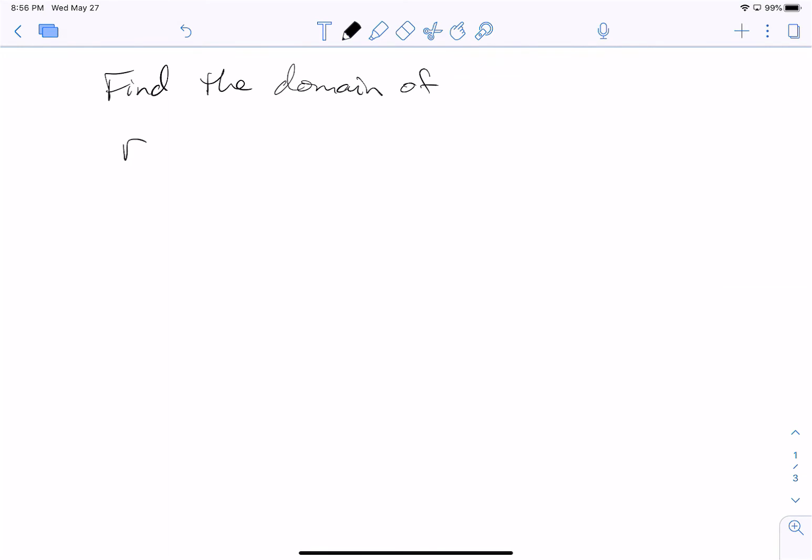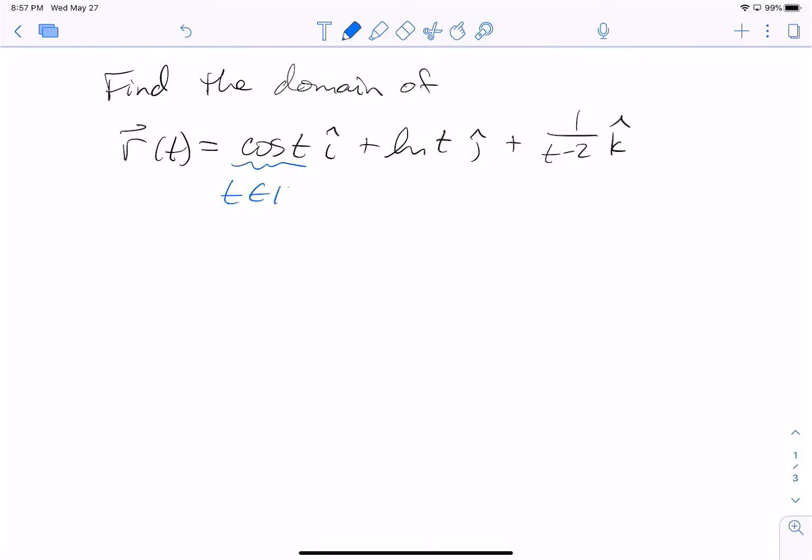And we're going to find the domain of r of t equals cosine of t i plus the natural log of t j plus 1 over t minus 2 k. We're going to consider the component functions individually, but any value of t has to go into all of them simultaneously. For the cosine of t, t can be any real number, so that doesn't give us any restrictions. For the natural log of t, t has to be greater than 0. And for 1 over t minus 2, of course, t cannot equal 2.